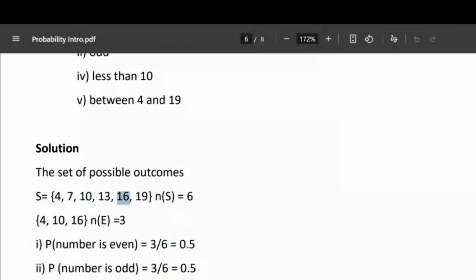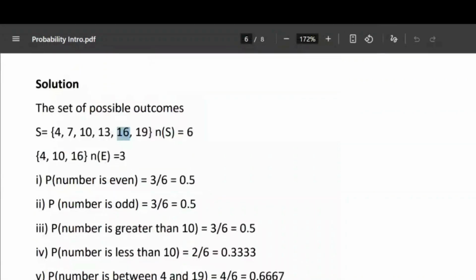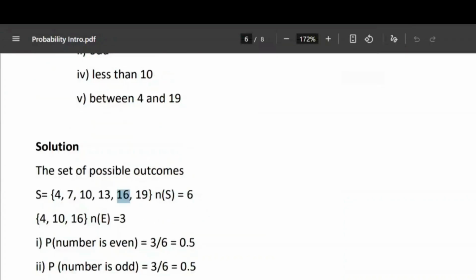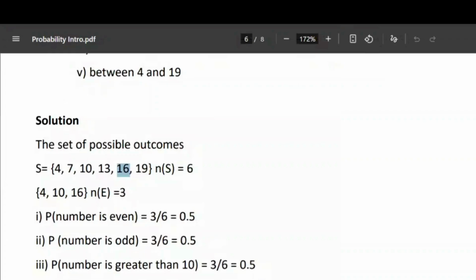3 out of 6 means half of the space is going to even numbers, the other half elsewhere. The number will be greater than 10. So how many numbers are greater than 10 here? 13, 16, and 19. So there are 3 numbers greater than 10, and that gives you 3 out of 6.